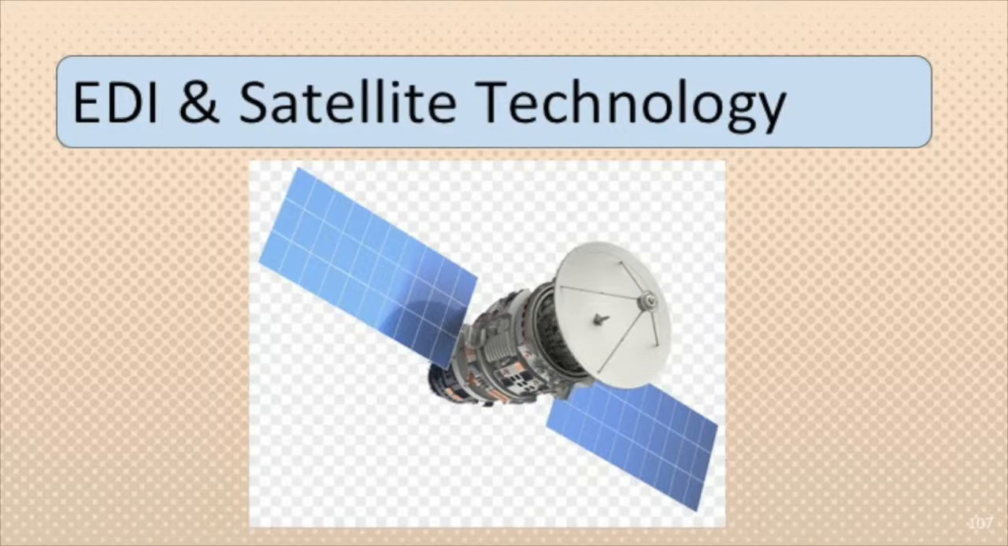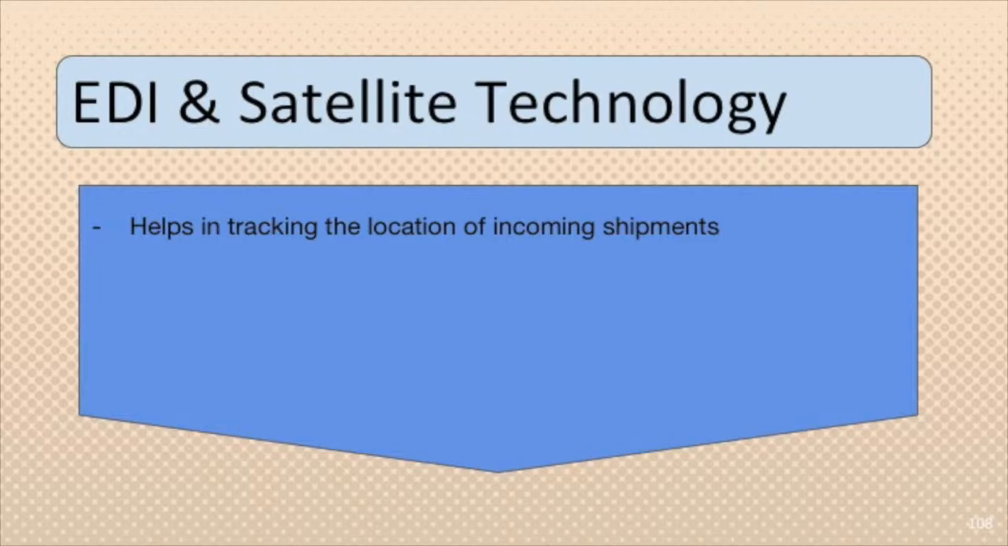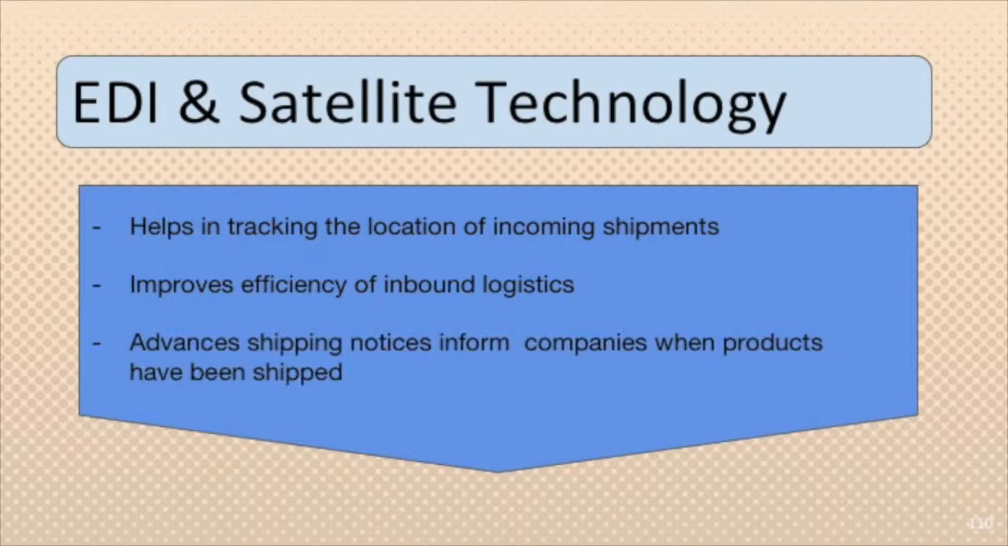Next up is the use of electronic data interchange and satellite technology. This is a useful tool because it helps in tracking the location of incoming shipment, improves efficiency of inbound logistics, and advance shipping notices inform companies when products have been shipped.